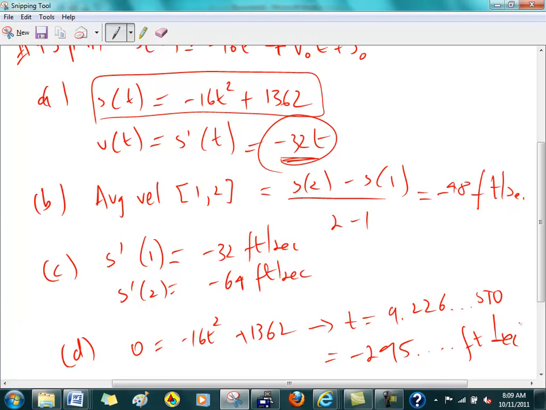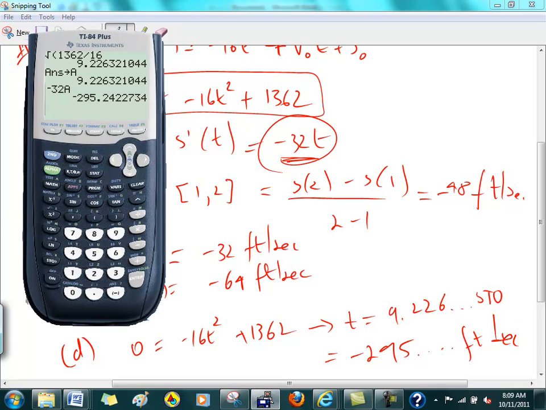Question. Christian? Oh, okay, look here. Start over again. Go second square root. 1362 divided by 16. You find the STO button right above the on button.